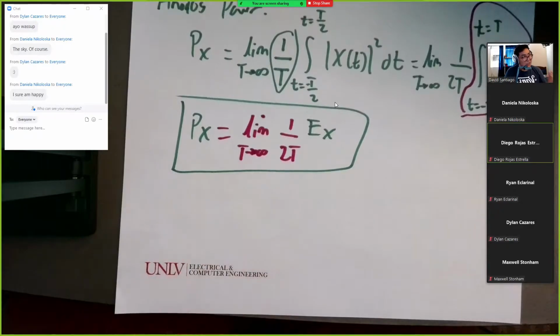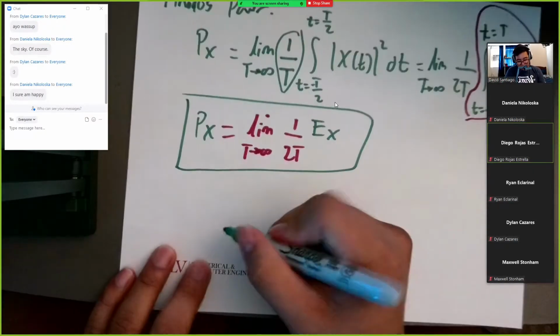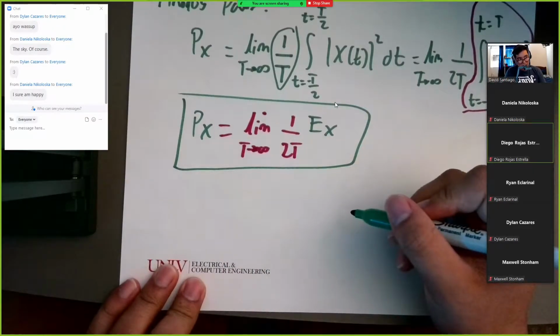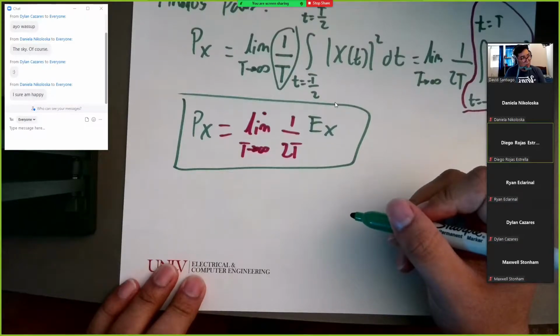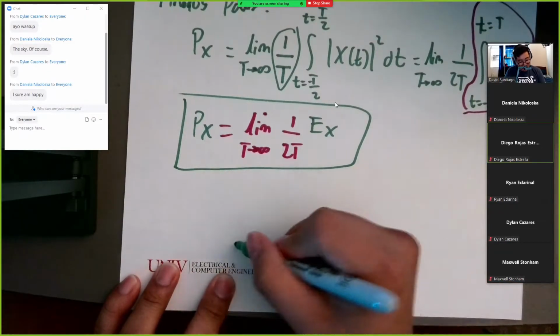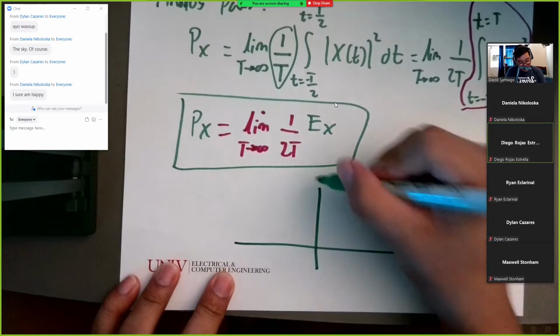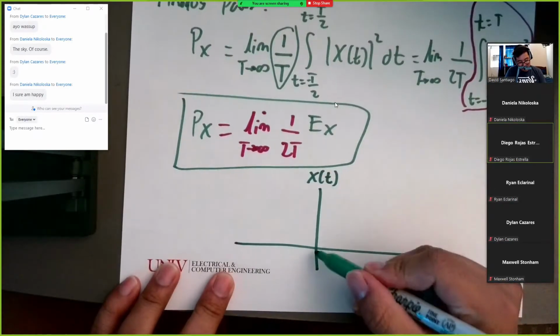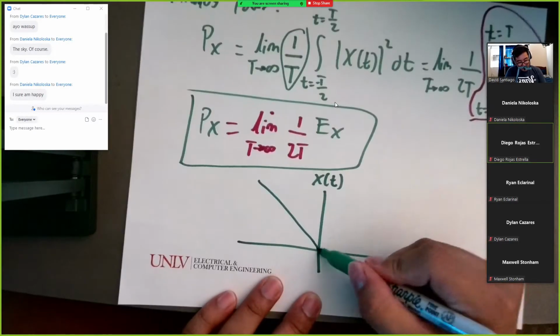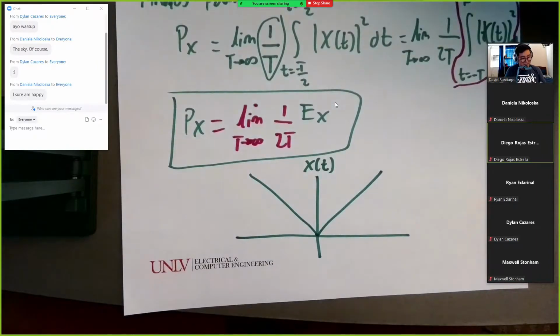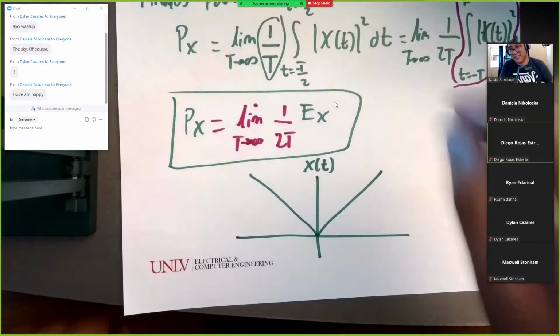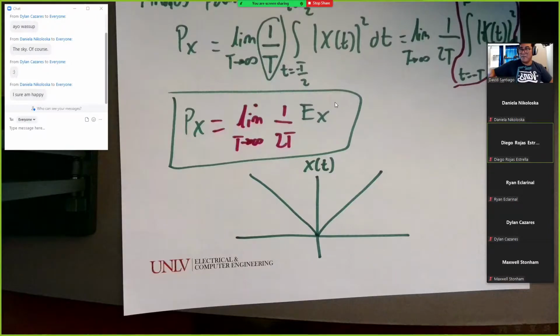And now let me tell you a really simple signal. So what if it's not a power or an energy signal? Here's a great example. You guys are gonna like this one. X of t. There you go. Like that? This is the problem. I think it's in exercise 5. It's exercise 4, the last problem. It's the absolute value.